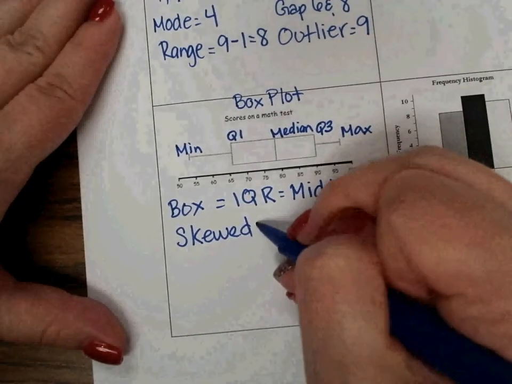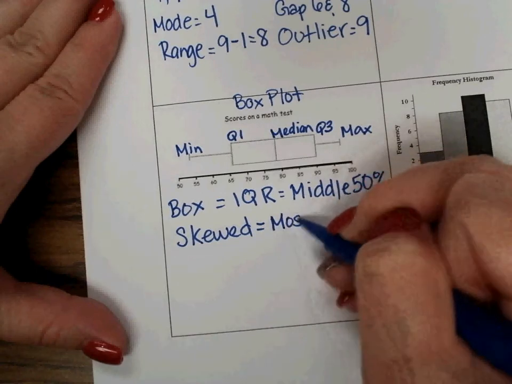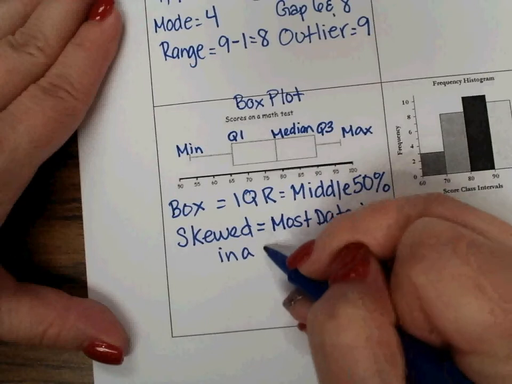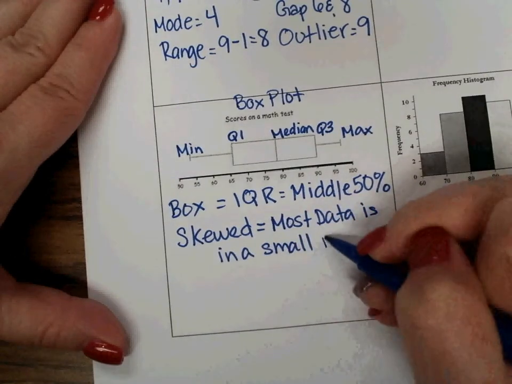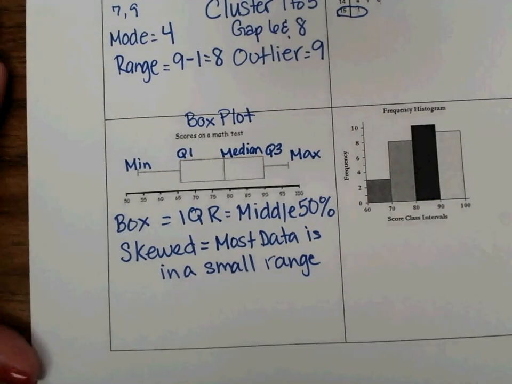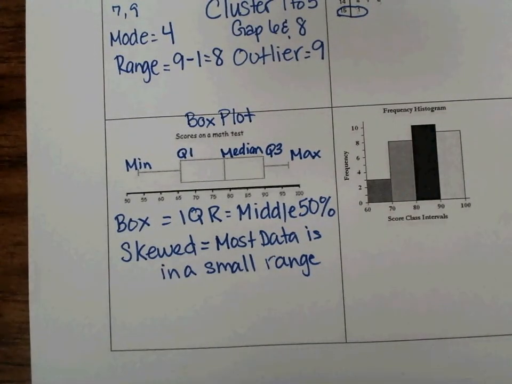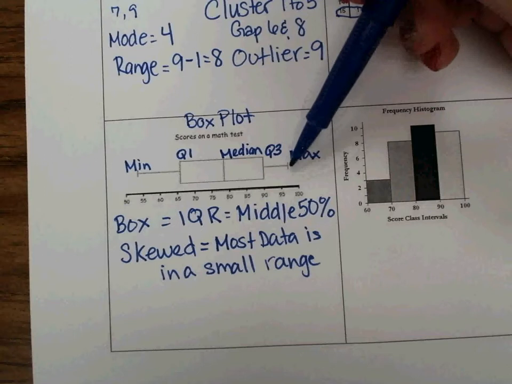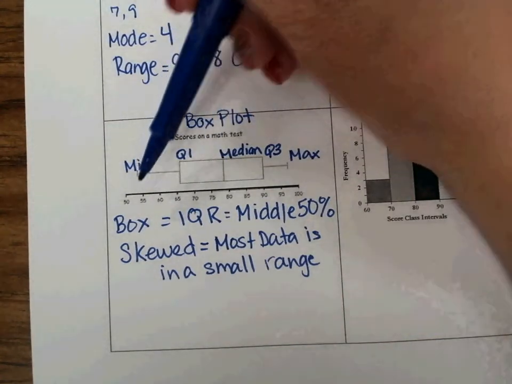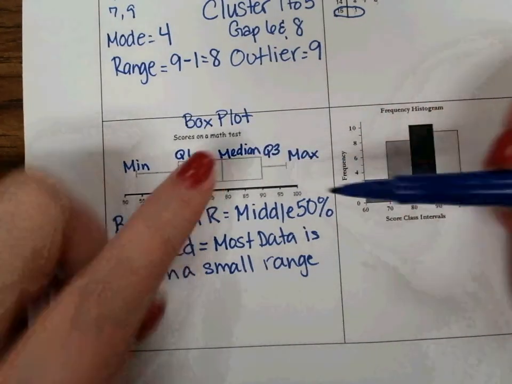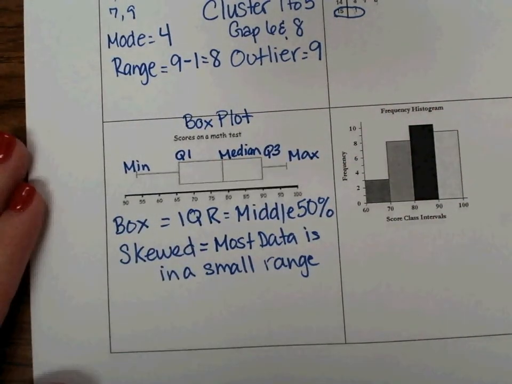Skewed data is where most of your data is in a small group, a small range. So we usually say data is skewed to the left or the right, or maybe it's symmetrical, where there's no skewing. It's pretty evenly distributed. Okay, so if I was to look at this, I would say that from my median to my max, it's a little bit shorter than my median to my min. So we could say that this data is skewed to the left because it's a shorter distance and it contains the same amount of numbers.